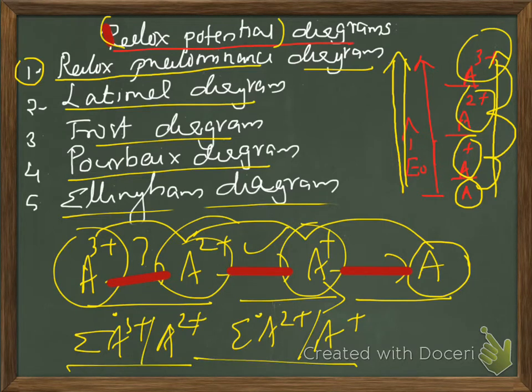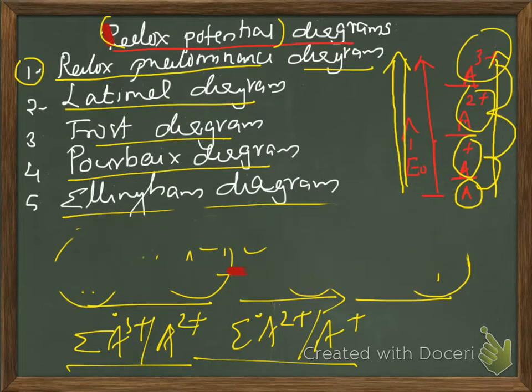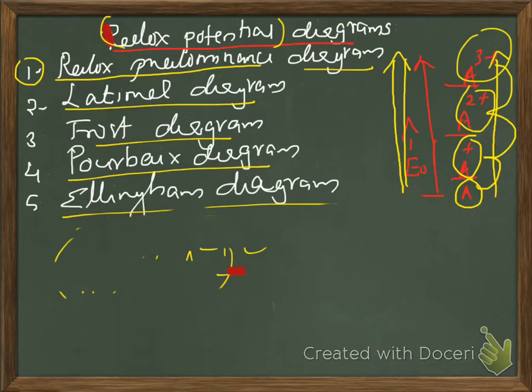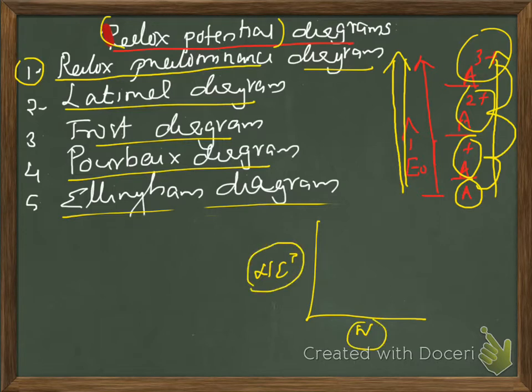When we come to Frost diagram, this is the direct diagrammatic representation of Latimer. There we have to draw a graph between nE0 against N. N is oxidation number, and nE0 is the product of oxidation number and E0. Then we will get a graph depending on the nature of the potential.